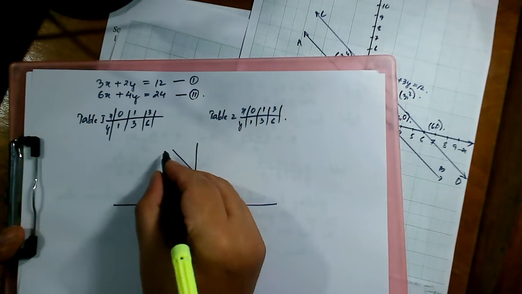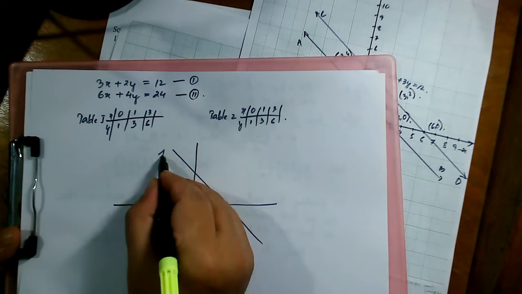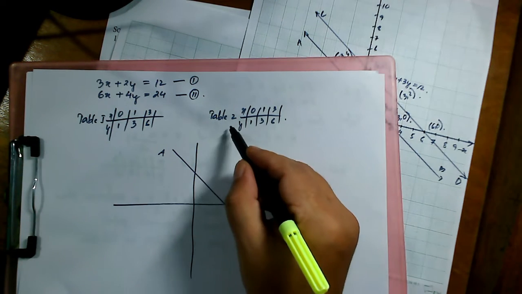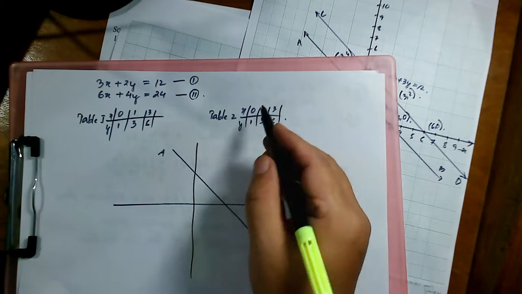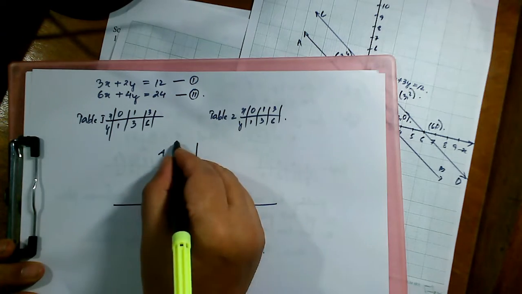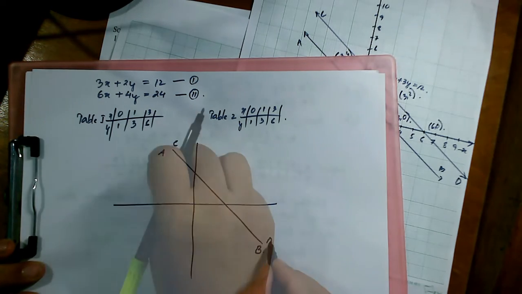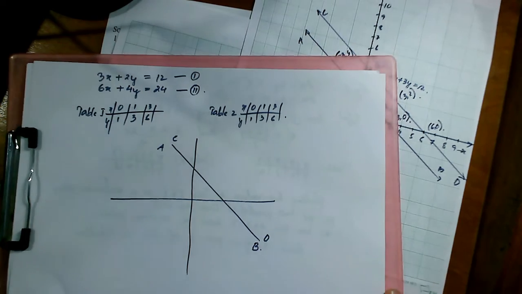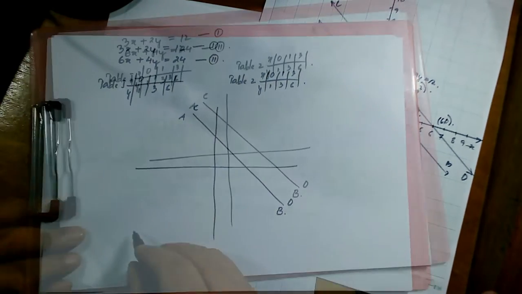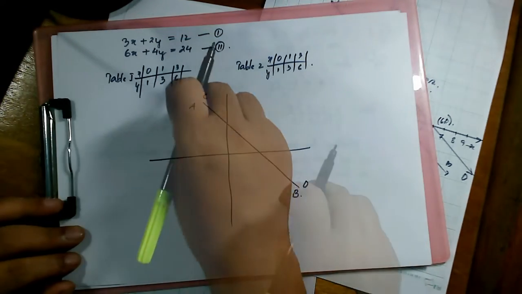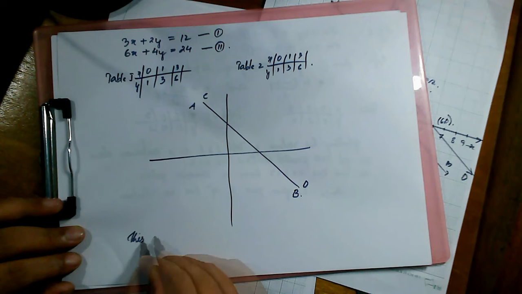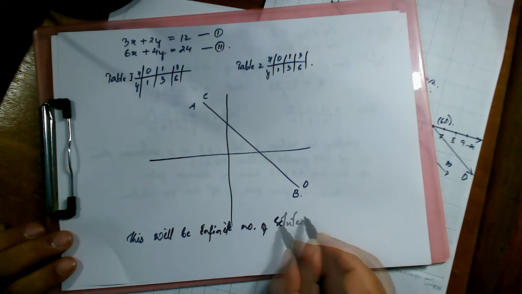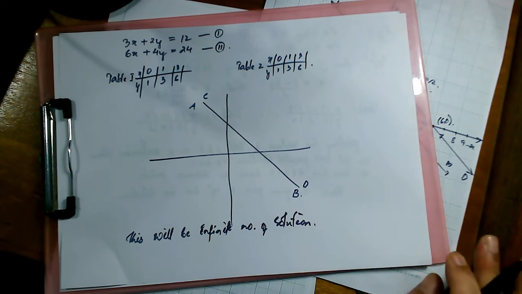Let's say this first table, when we plot it, we'll get a straight line AB. And in table 2, when we plot it, these values will give a straight line which is coincident with this one. So here, the lines are coincident. So there will be an infinite number of solutions since the two lines intersect at every point, which means that there are many solutions.